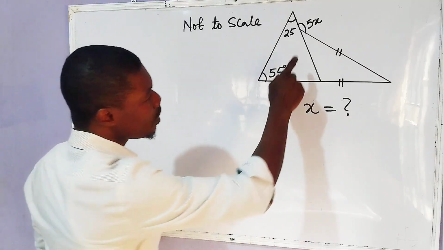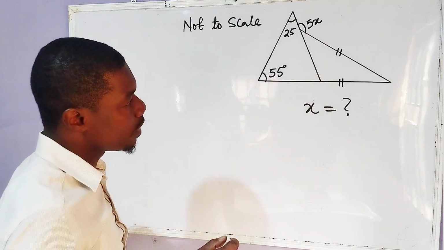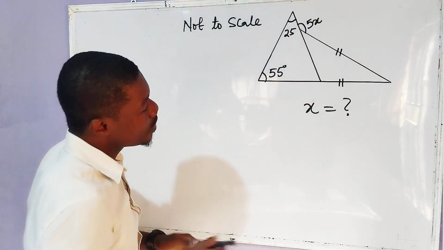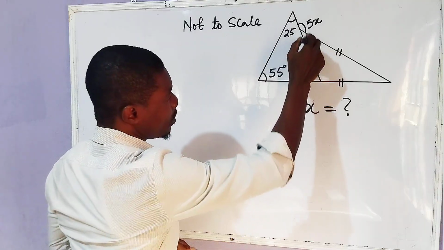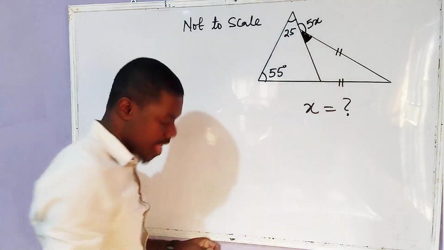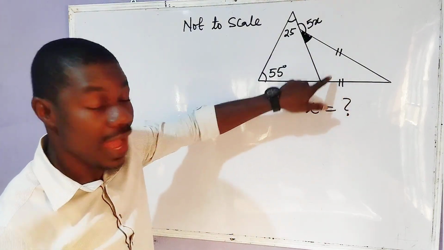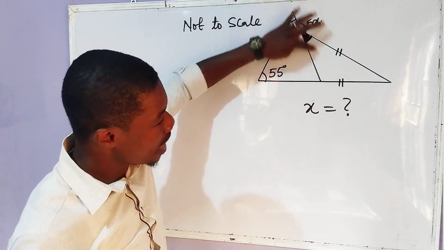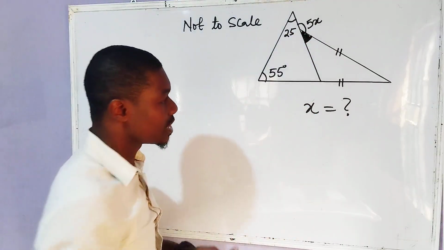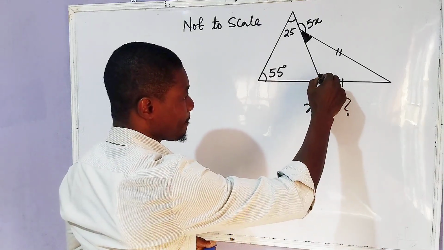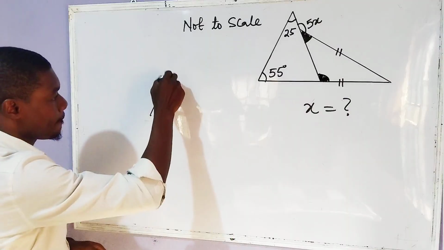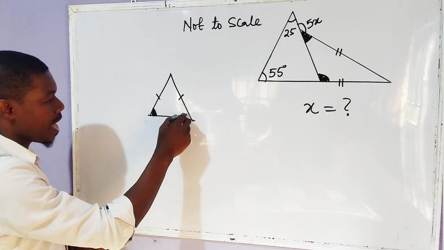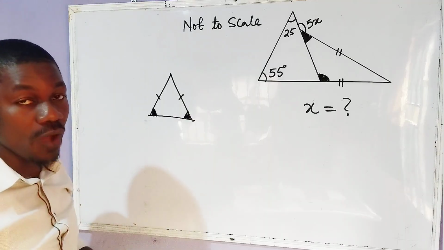So for us to find 5x, we have an option. Since this is an external angle, we will need to find this angle. And since this is an isosceles triangle, this is the base angle, and this base angle here should be the same. That is by this rule: if this is equal to this angle, their base angles must be equal.